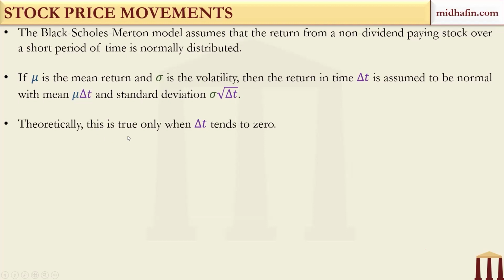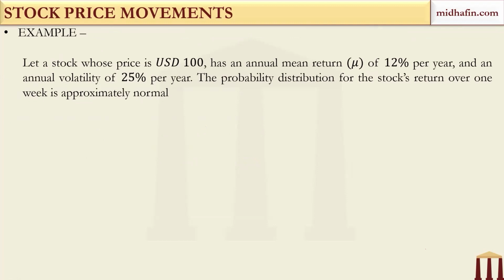Okay. Theoretically, this is true only when delta t tends to zero. But in practice, it is approximately true for a small delta t. Small delta t means 1 day, at max 1 week. Okay, 1 week is considered a small delta t. But most of the time, in fact, in finance, almost everywhere you will see that returns are calculated on a daily basis.